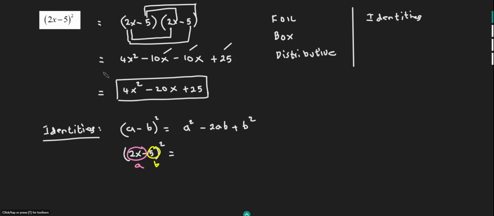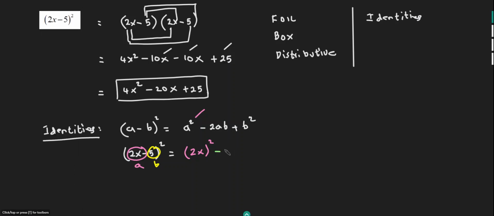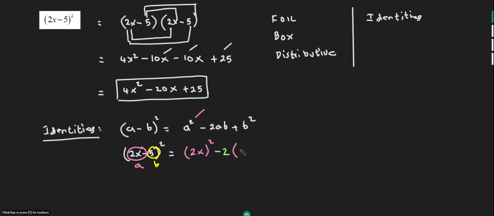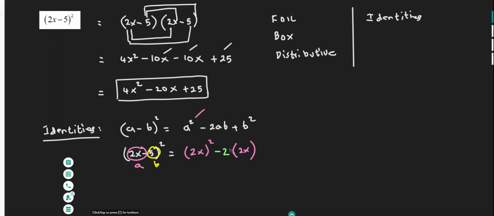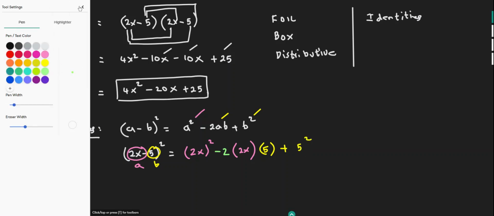So basically we substitute into this identity, and so if you apply this identity, a squared will be 2x, the quantity squared, and then minus 2ab. So this is minus 2, and then a is 2x, and then b is 5. Then plus b squared. So b is 5, so it is 5 squared.